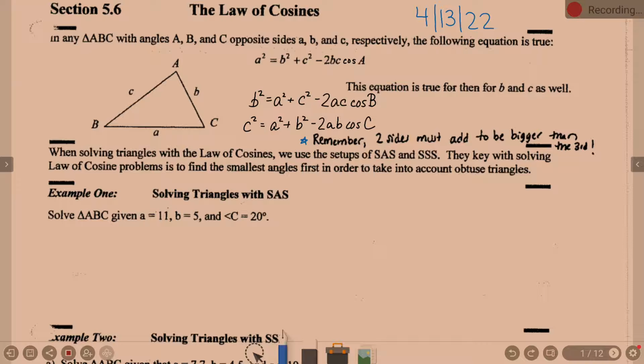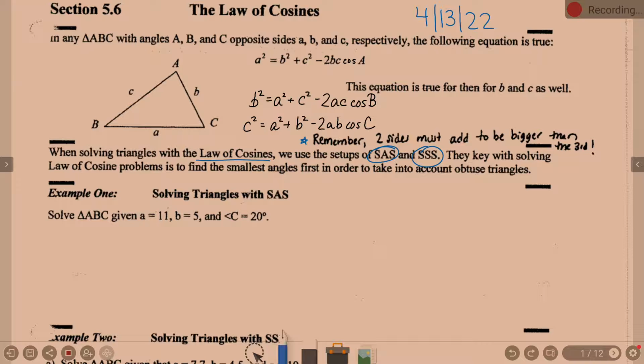When solving triangles with law of cosines, we today are talking about side angle side and side side side. These are 2 setups that we were not able to use yesterday: when you have 2 sides and the angle in between, or when you have all 3 sides. With law of sines, you had to know an angle and a side pairing to make anything happen.